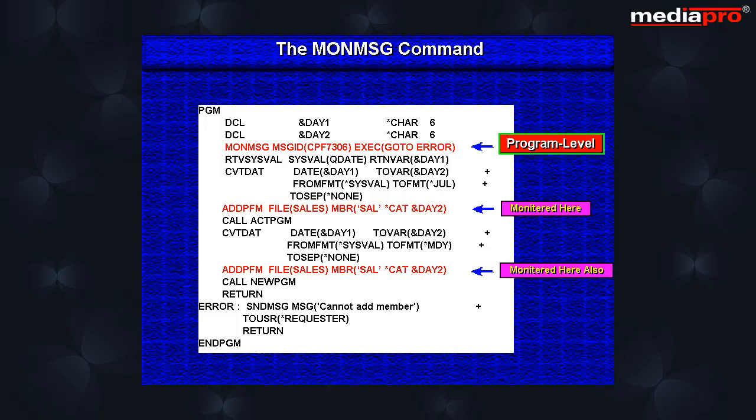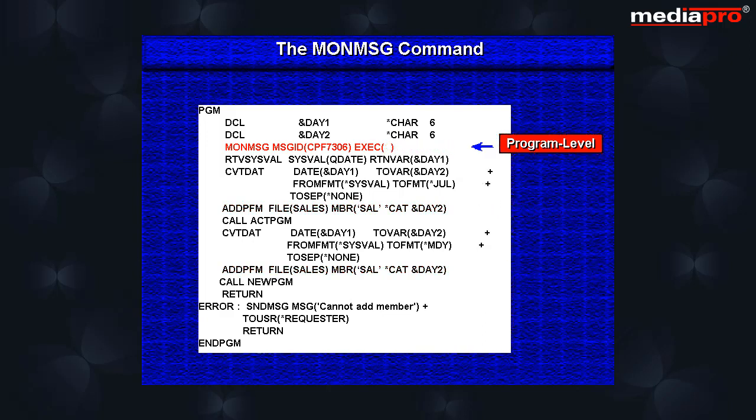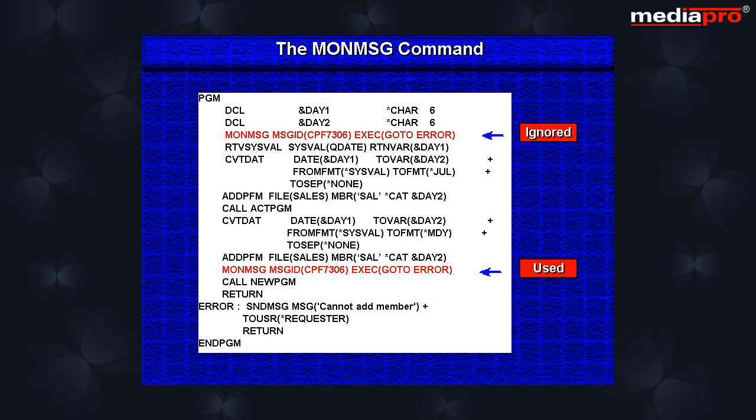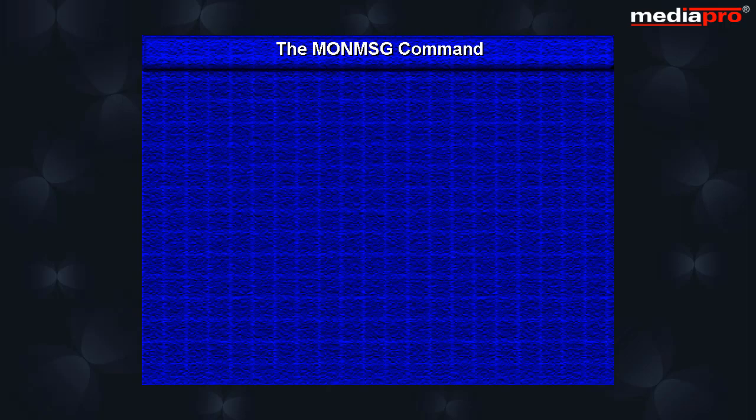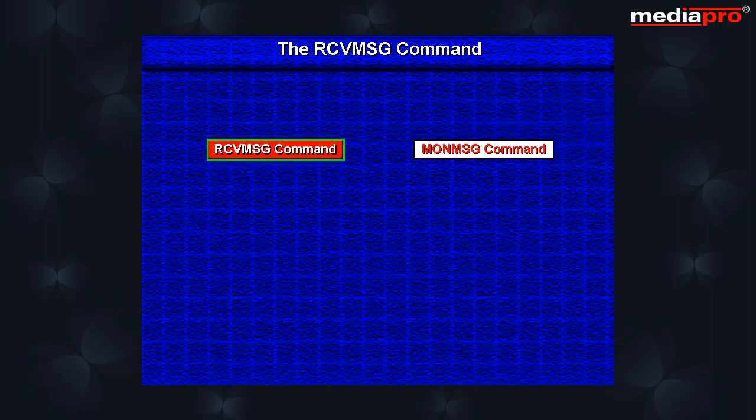At the program level, the exec parameter can either be blank, in which case the message is ignored, or it can contain a goto command that identifies a label within the program to which control will be passed on receiving the message. If both command level and program level monitor message commands exist for the same error, only the command level monitor message will be used. A command that is often used along with the monitor message command is the receive message command.